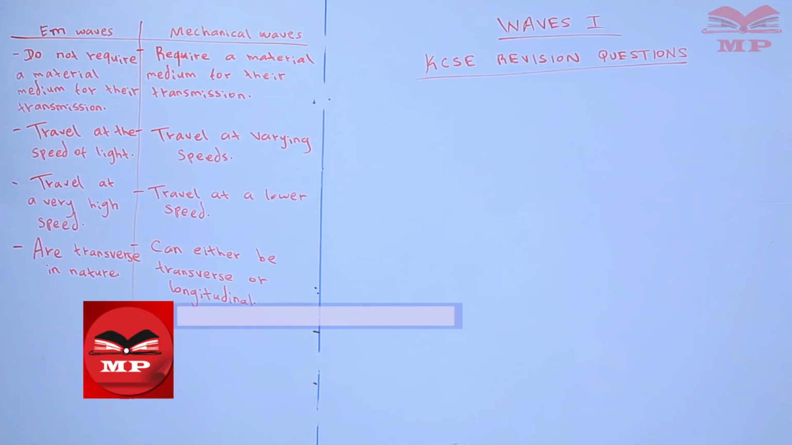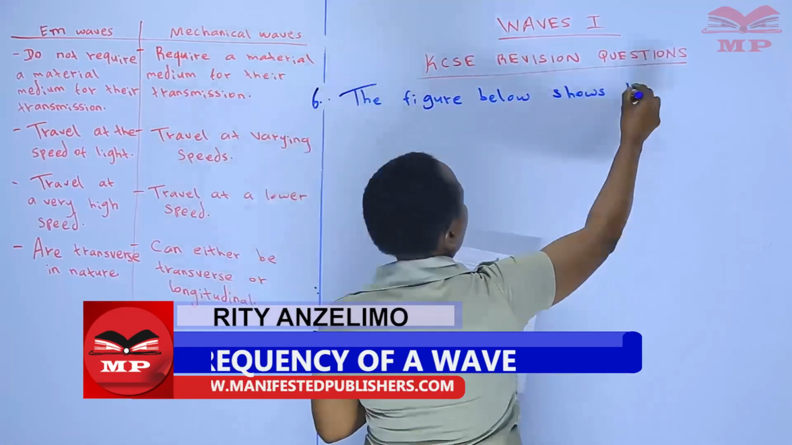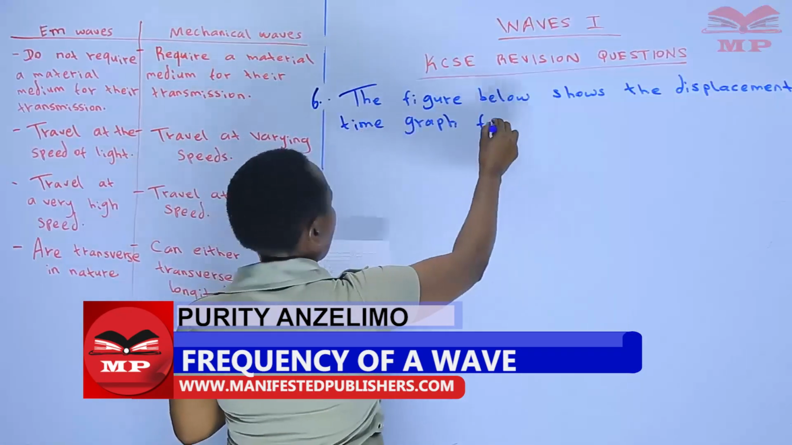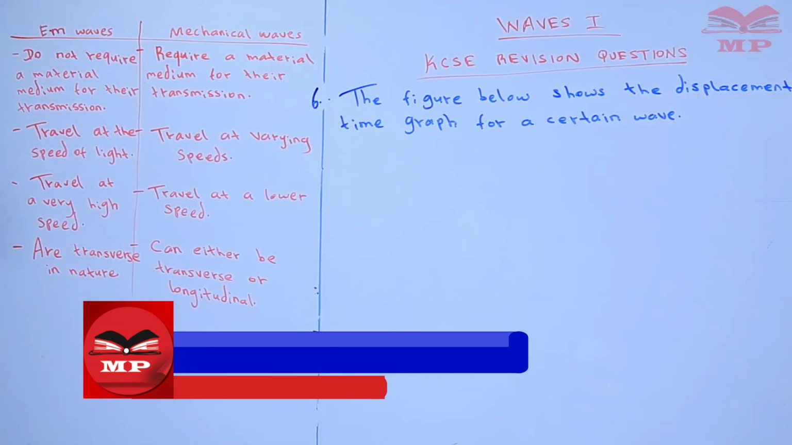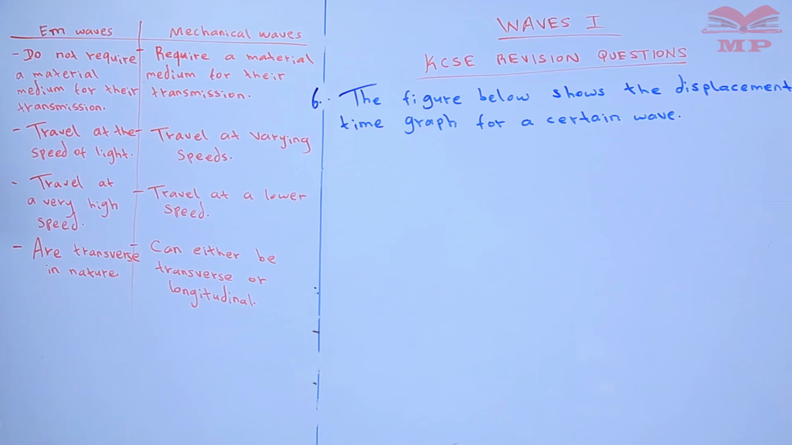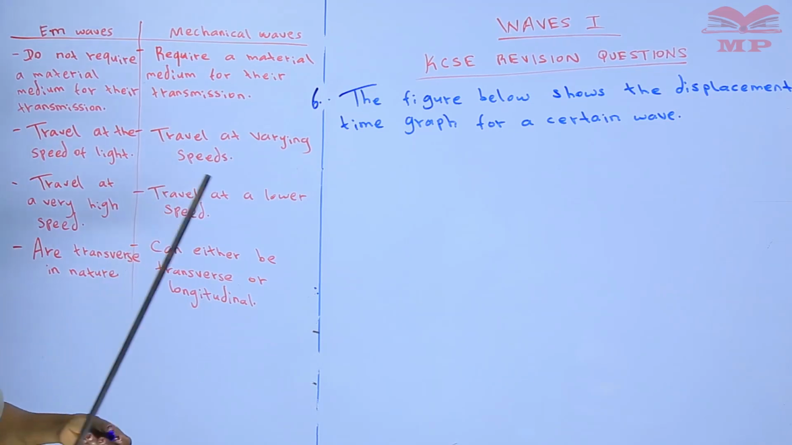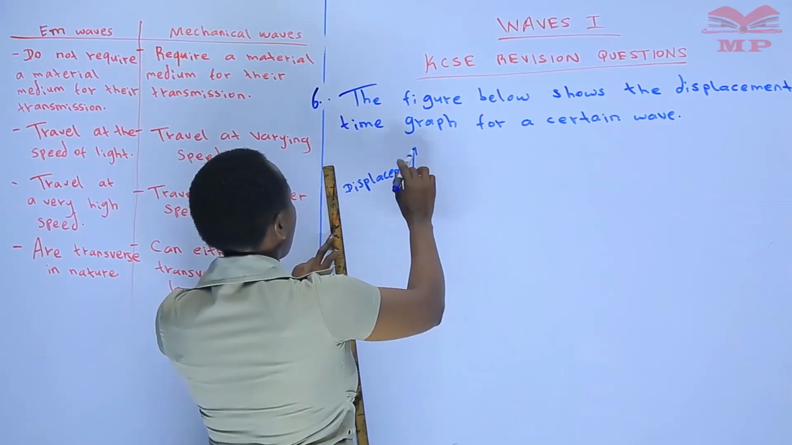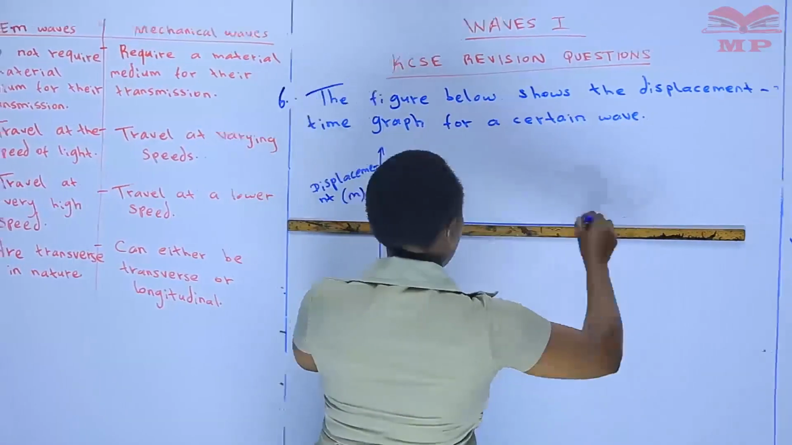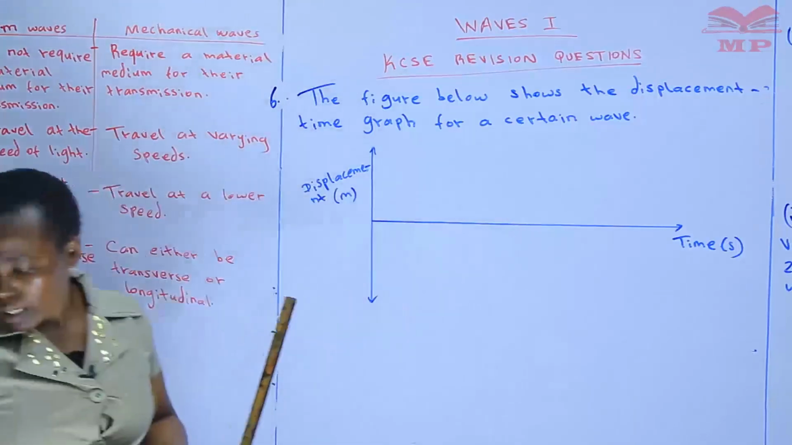Number 6. So the figure below shows the displacement time graph for a certain wave. So we want to have the wave here. This is displacement. We have time in seconds.